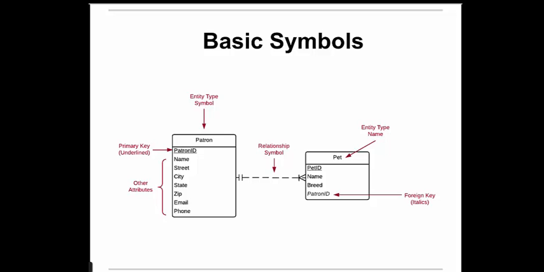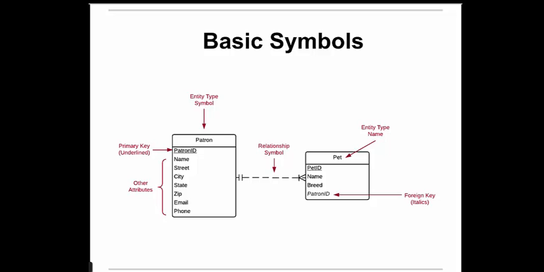Relationships are indicated by lines connecting entities. In this case, it's a dotted line with symbols on either end of the line. We'll get to what those symbols mean in a moment. But in general, this little diagram you see here is meant to convey a particular type of relationship between patrons and pets. A patron has one or many pets, and a pet is owned by one and only one patron.